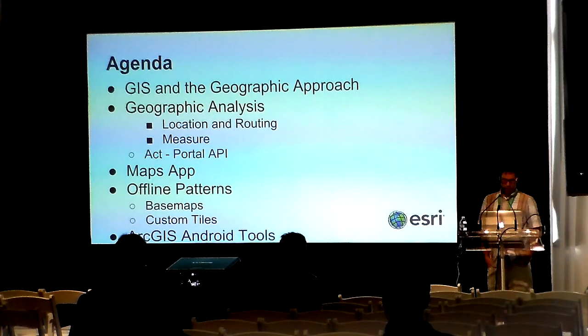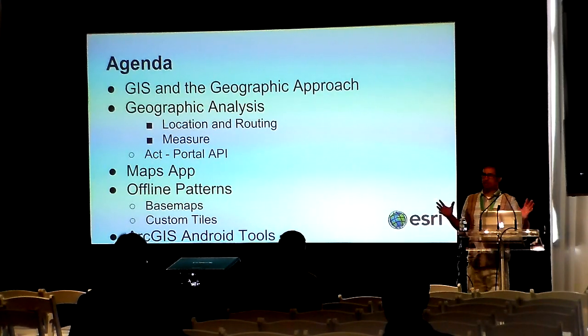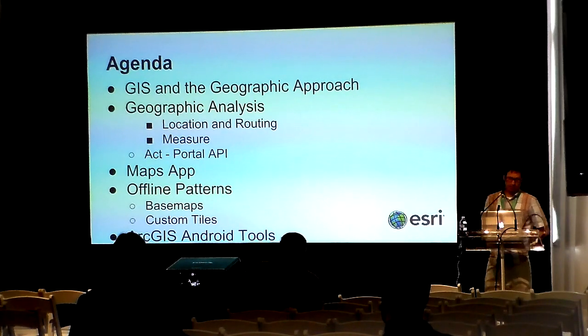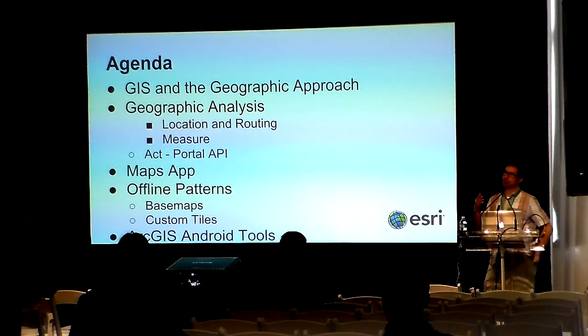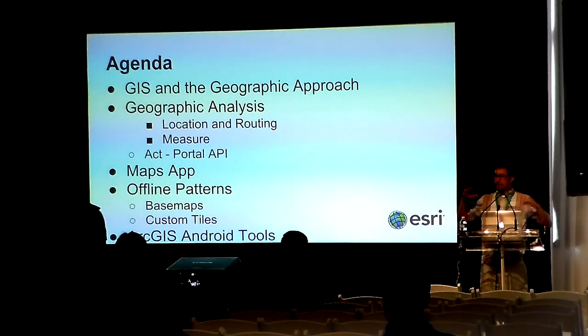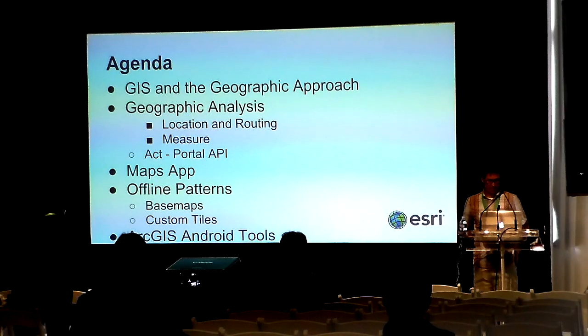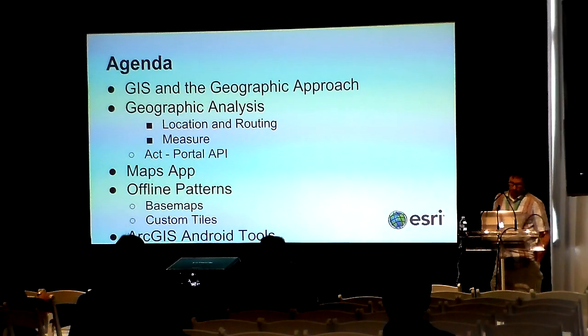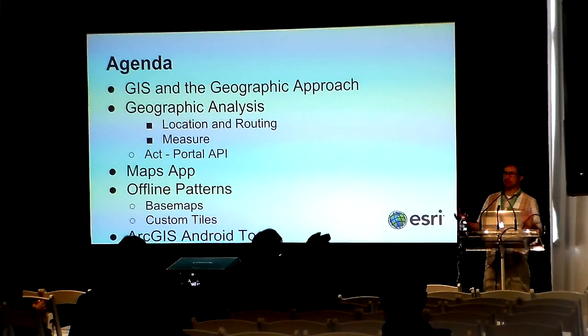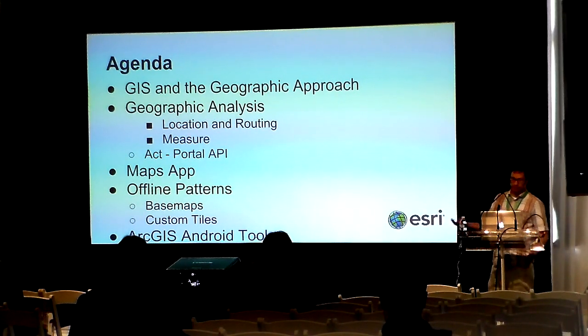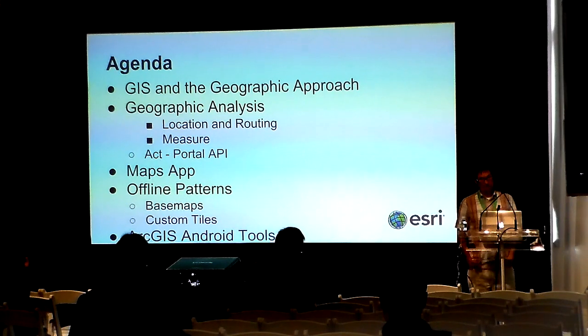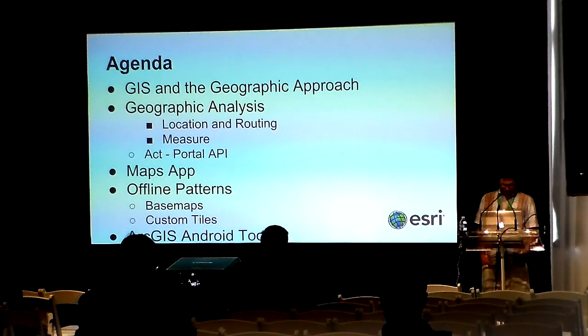So the agenda I wanted to go over today was GIS and this geographic approach. Explain a little bit about that and how that manifests itself through some of the things we do in our whole ecosystem of software, but most tailored to our Android APIs and SDKs. Part of that is geographic analysis, which includes things that you would expect out of most mapping APIs, location, routing, and maybe not so many, measuring and that sort of thing.